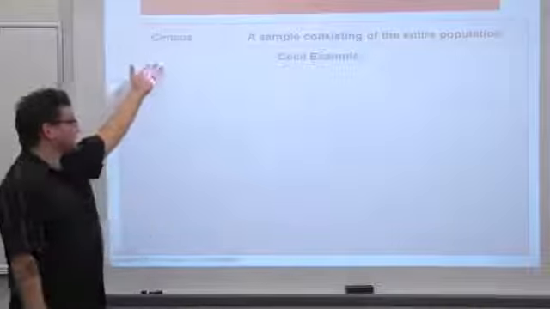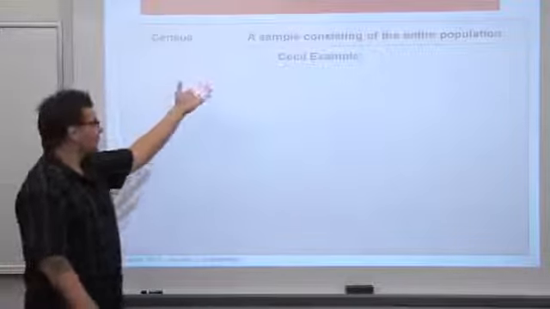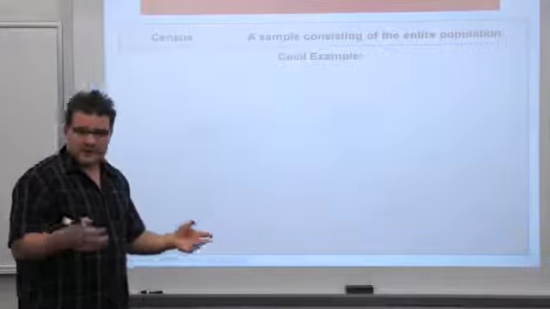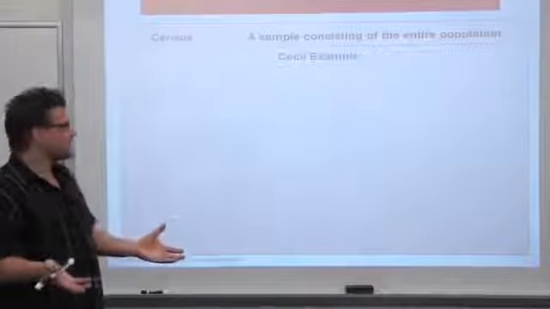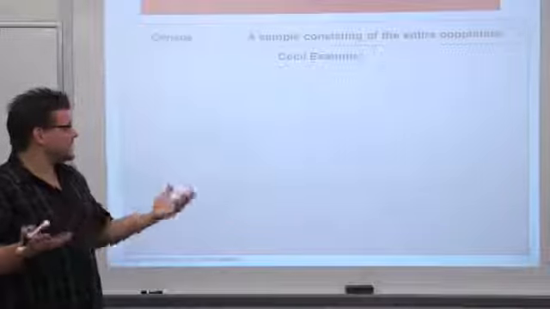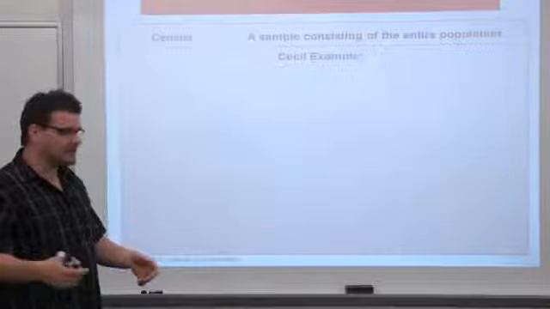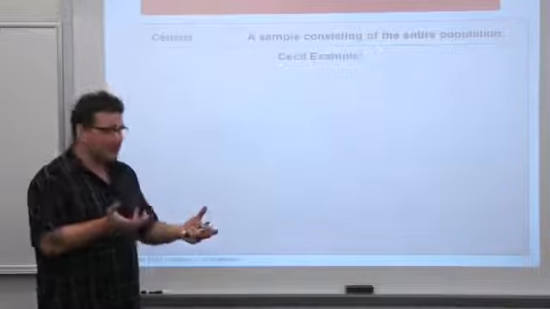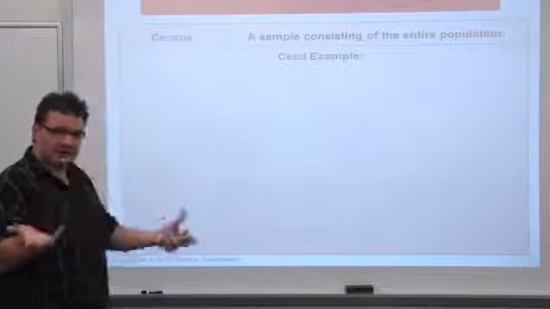First definition is a census. You've probably heard of the census before. It's a sample consisting of the entire population. Now, in general, in statistics, we don't need to take a census. To take a census is a lot of time. To take a census costs a lot of money. And with just a sample of the population, just a piece, we can usually make good decisions.